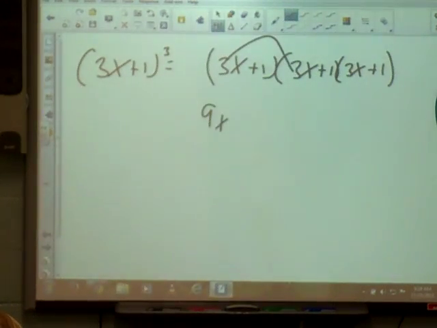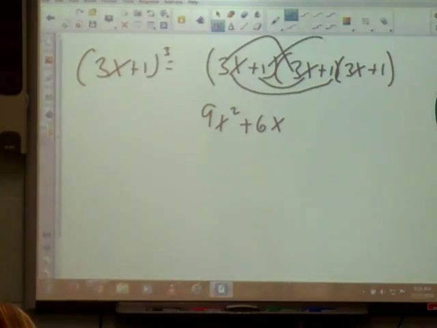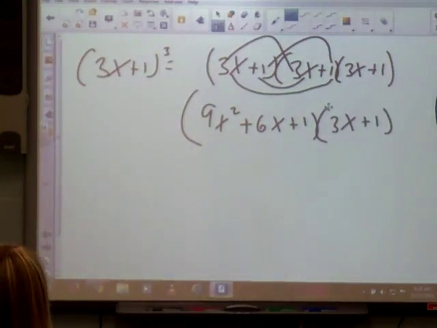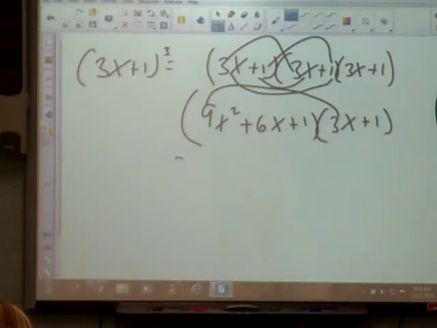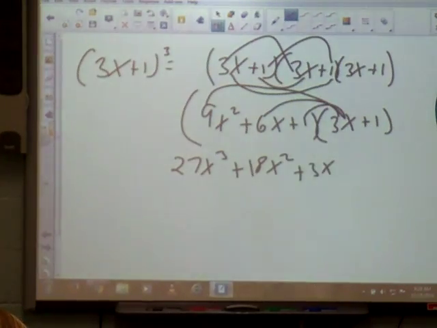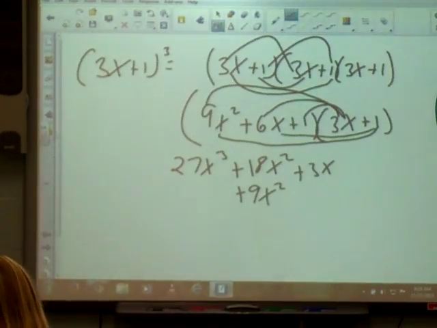9x squared plus 3x and plus 3x is plus 6x plus 1. Now I've got another 3x plus 1 to bring on down. 27x cubed, 18x squared, 3x, 9x squared, 6x.